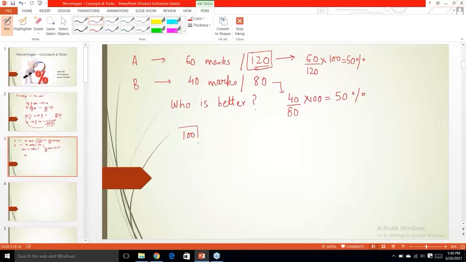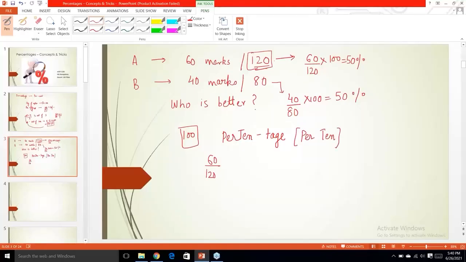So for example, you could form your own unit. I mean, it's just for fun. I could possibly call something tentage, maybe, not percentage. What would that mean? It would mean divide by 10. If A is scoring 60 out of 120, how many is he scoring out of 10? He's scoring 5 out of 10. If he's scoring 60 out of 120, I define a new unit which is called per 10. I can define that.